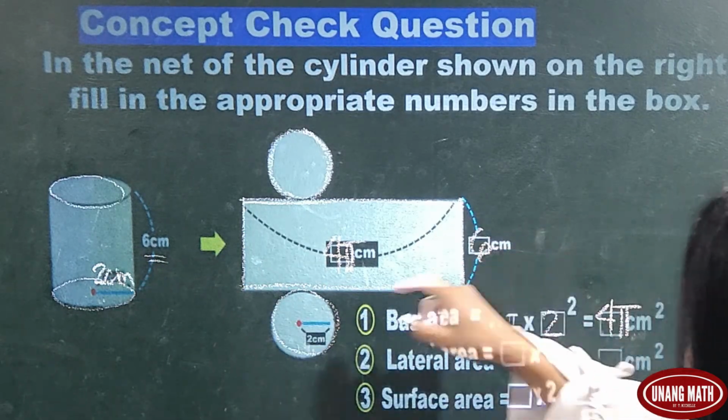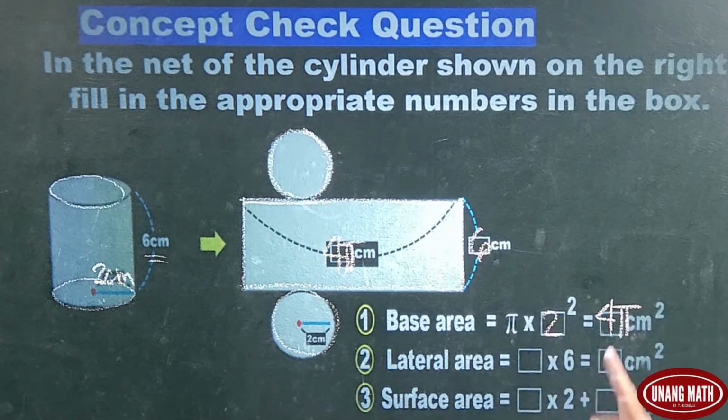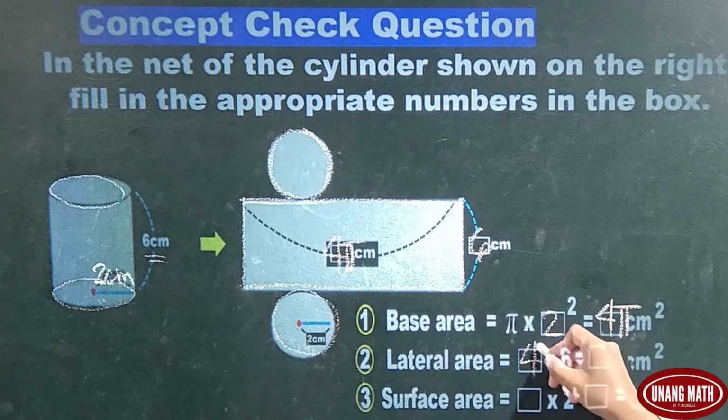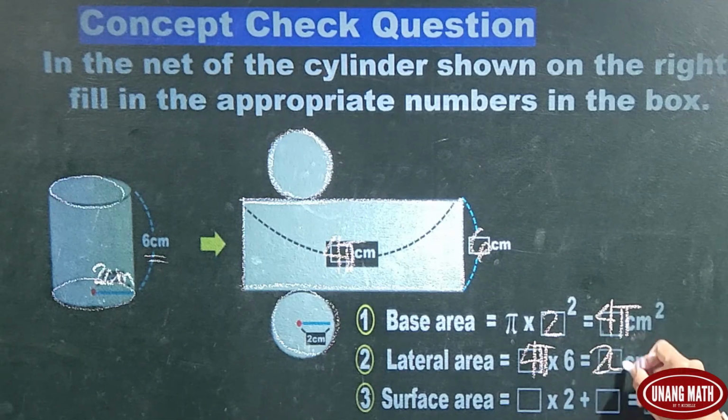So this is 6. So 4 pi times 6, that would be, so this is 4 times 6. Then that would be 4 pi times 6. So this is 24 pi squared centimeters.